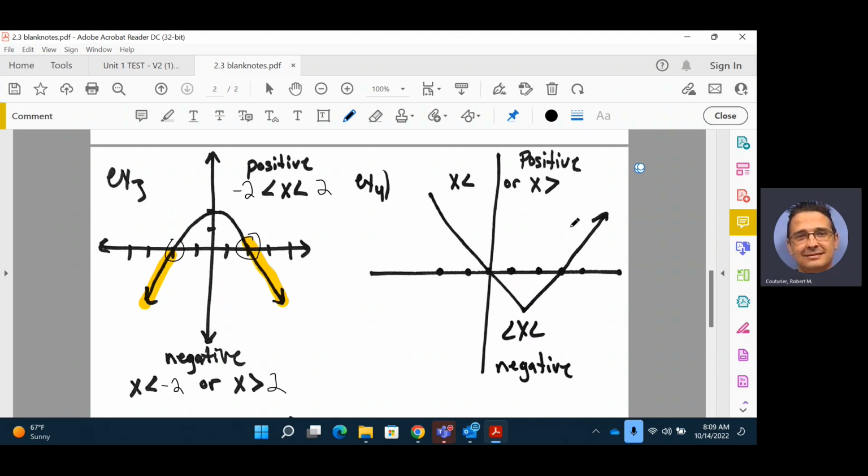Here's another graph here. We're looking for positives and negatives. This time, if we identify these key points, here's our x-intercept, right?